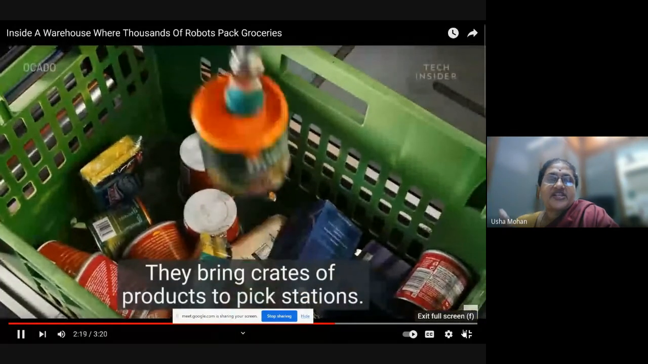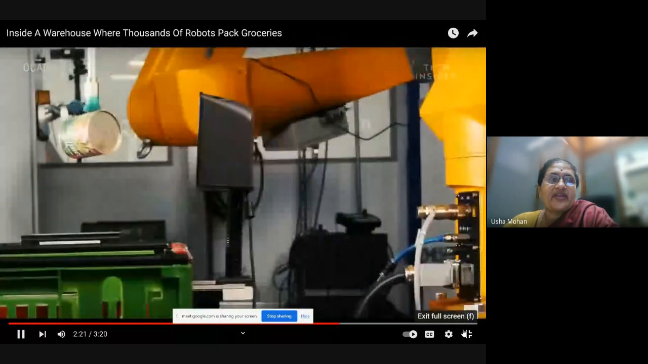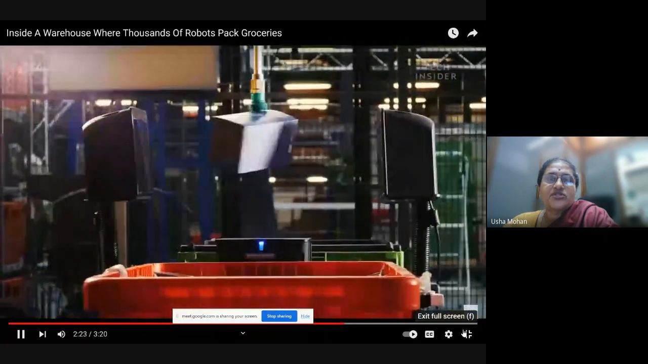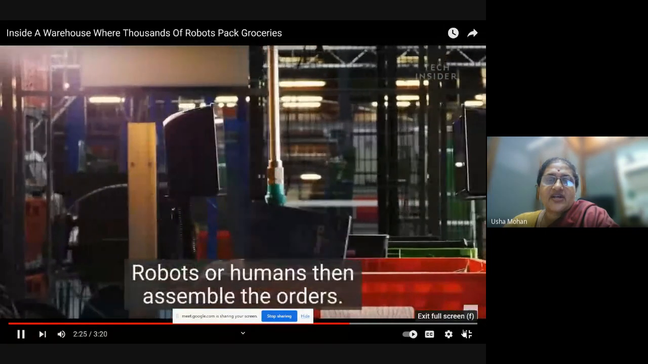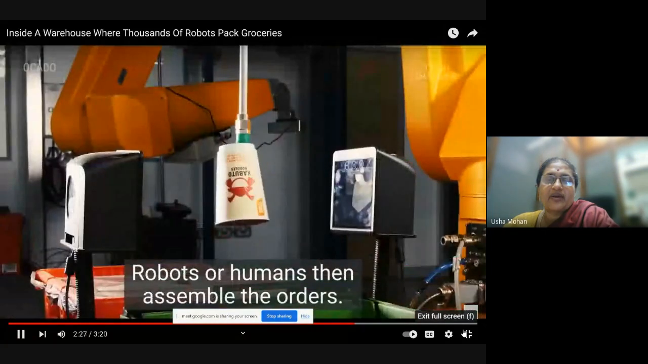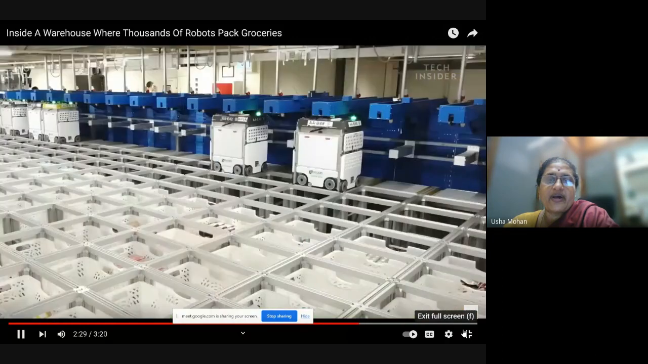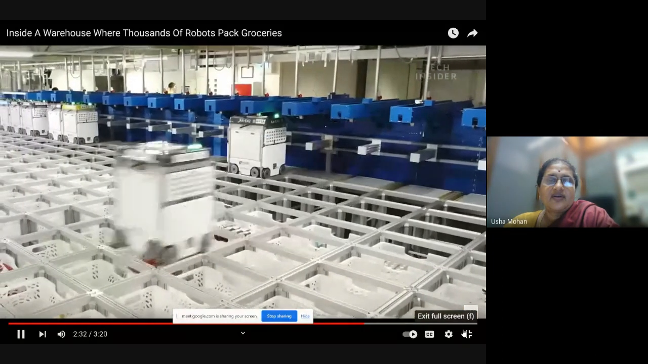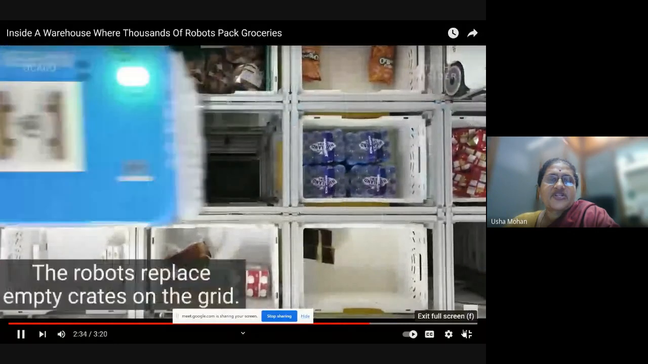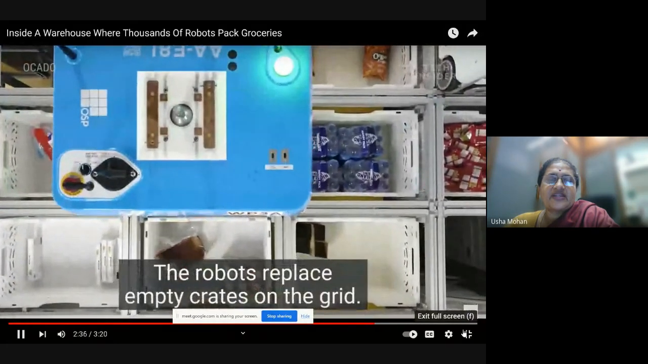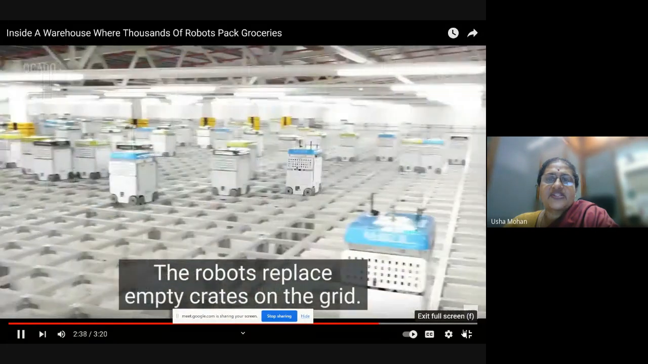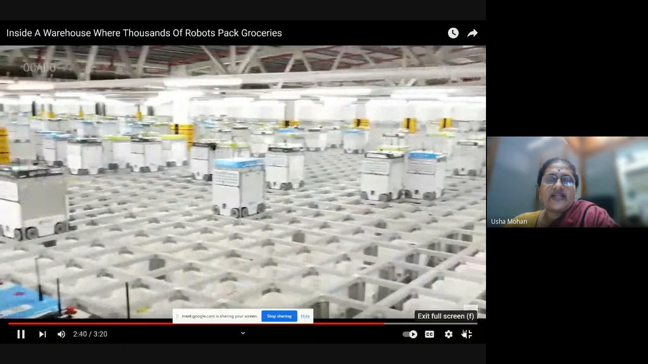So now you can see exactly how the crates are being taken by the robots. The barcode readers are reading the barcode on the products, and the products are being created. They are replaced in an empty grid. So you can see how the entire system is working.